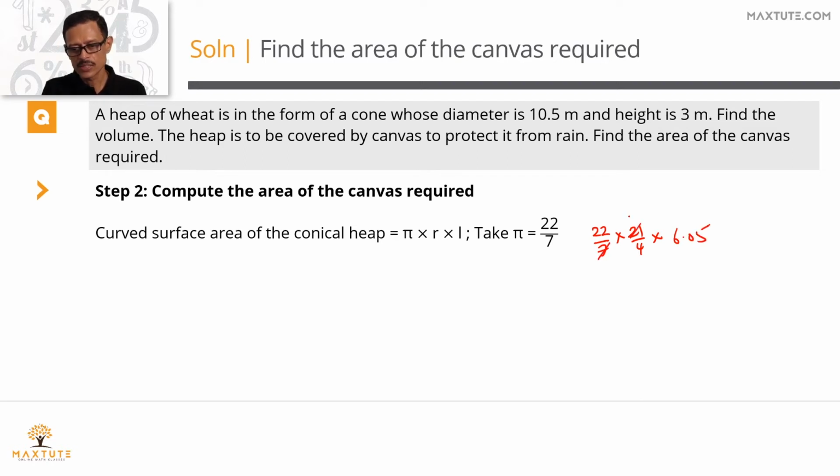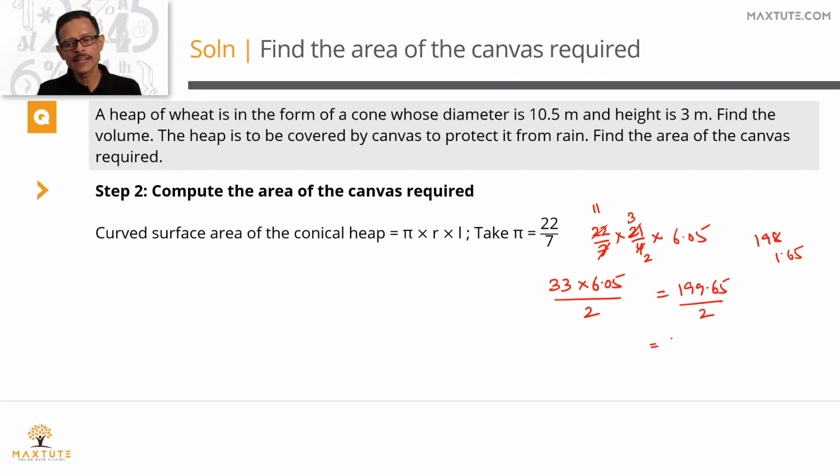7 gets cancelled with this to leave us with a 3. So what do we have here? And this 22 can cancel with the 4 to leave us with a 2. So 33 times 6.05 divided by 2 is the answer. 33 into 6 is 198. Let's just write that here. 33 into 0.5 is 16.5. 33 into 0.05 is 1.65. So we have 199.65 divided by 2. 198 by 2 is 99. 1.65 by 2 is 0.825. So 99.825.